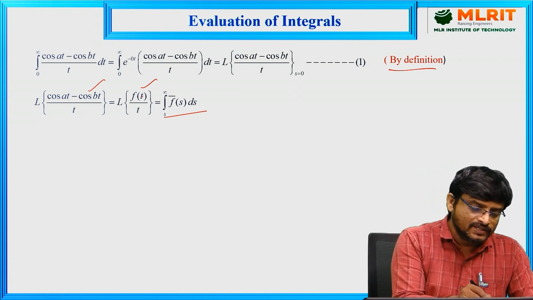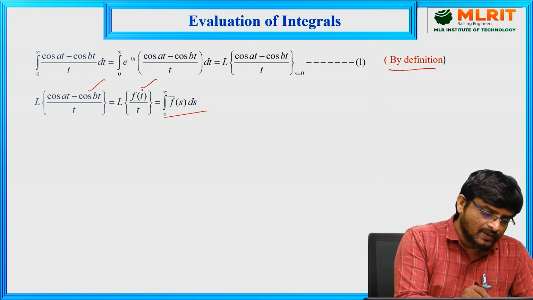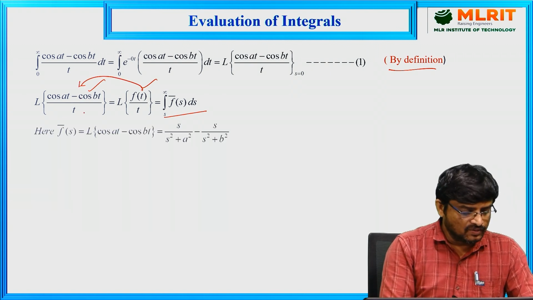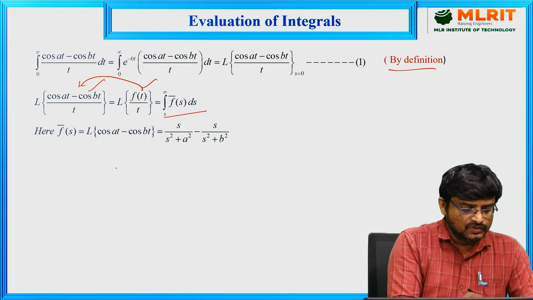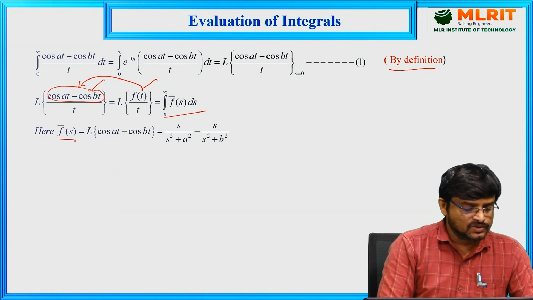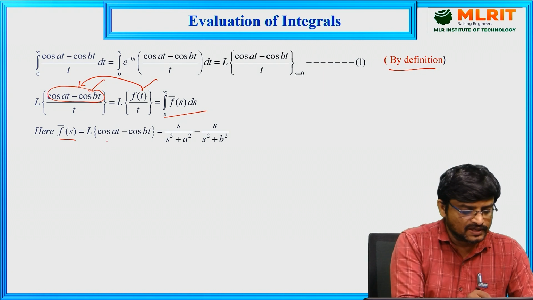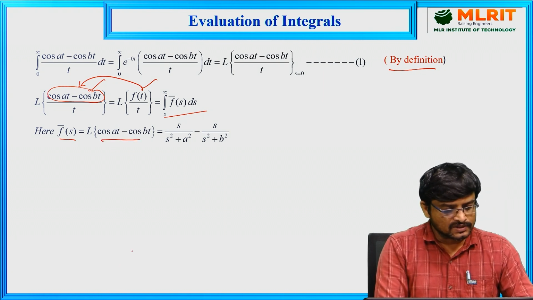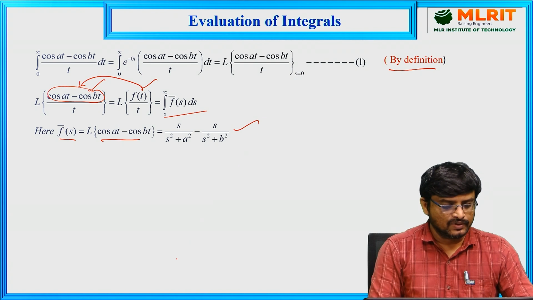How can you get this f bar of s here? You compare this standard step formula with this and get the value of f of t. So f of t is equal to this value, and then apply the Laplace transform. You will get f bar of s is equal to Laplace transform of that numerator, cos at minus cos bt. This is our value here.